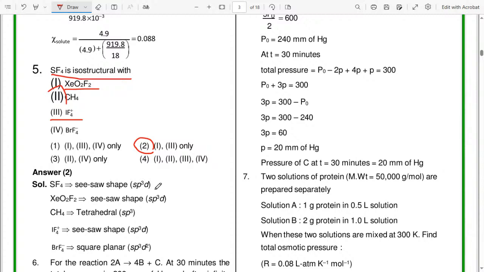Seesaw shape, sp3d. So what about this? This is also sp3d, whereas methane is going to have tetrahedral, right? So IF4 plus is seesaw shape, that is sp3d, whereas BrF4 minus is going to have square planar. So the options 1 and 2 are correct. That is option number 2 is the correct option, students.